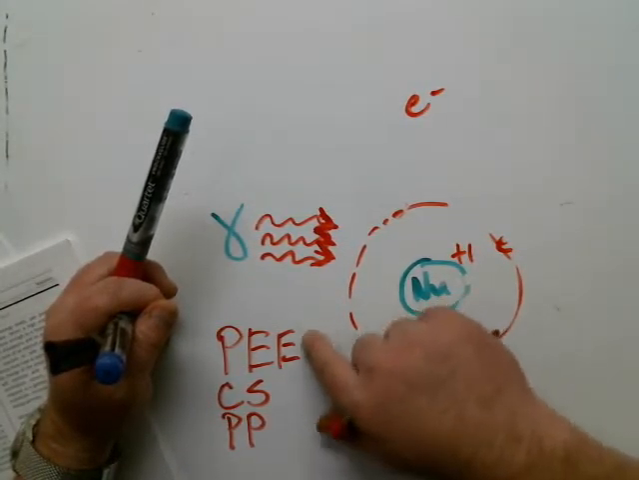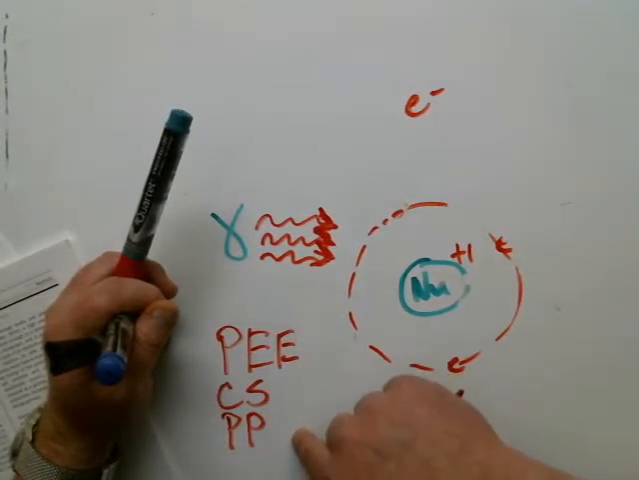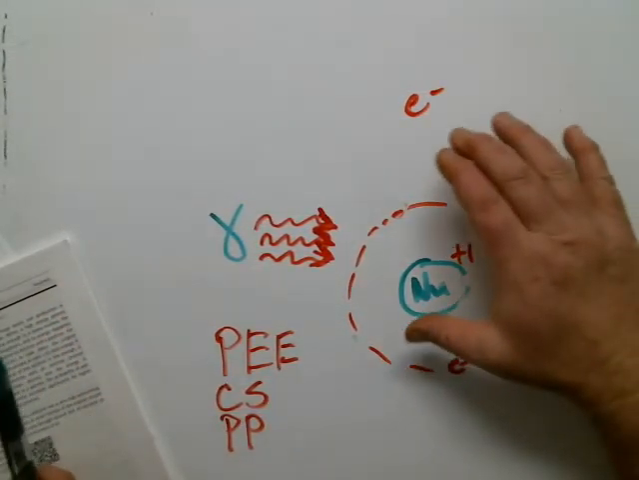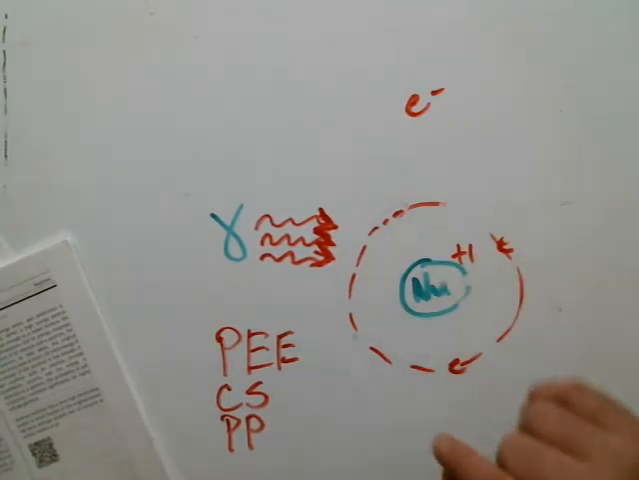What happens afterwards is beyond the scope of this class. You can Google these or YouTube these if you want to. But all of them ionize matter by freeing orbital electrons.